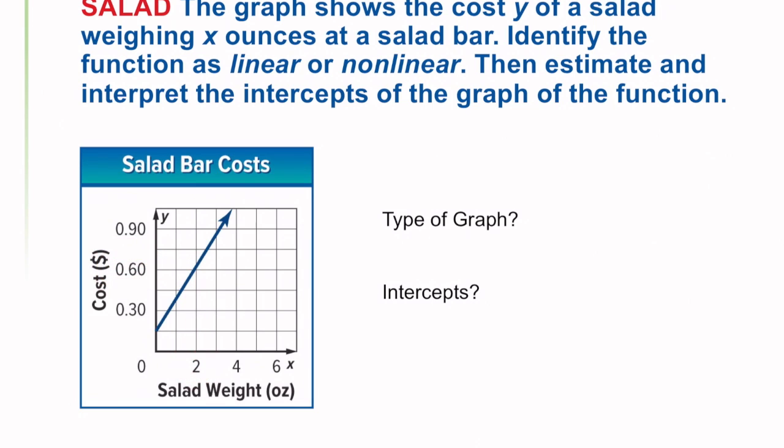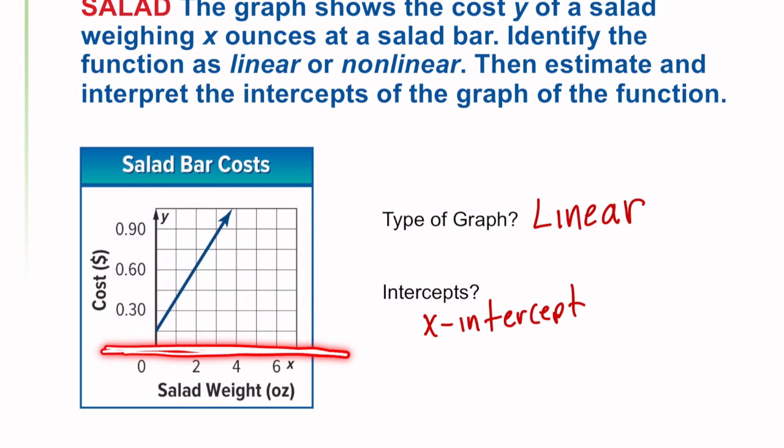So what type of graph do we have here? Well, if you look at the line, it's a straight line, so it has to be linear. As you can tell, it's perfectly straight when I trace it. So now let's talk about the intercepts. So we should have the x-intercept and the y-intercept. Let's look at the x-intercept. The x-intercept is when your line crosses the x-axis. And here, obviously, it's not crossing the x-axis, so there's no x-intercept.